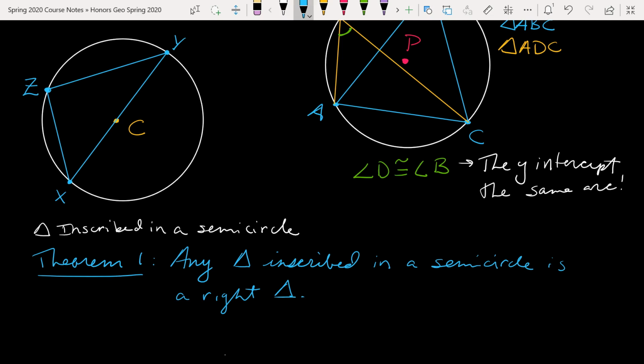So the claim the theorem is making is that it doesn't matter what kind of triangle we inscribe in a semicircle in this way. That is to say, where I put Z on the circumference of circle C, that triangle will always be a right triangle. Seems to be a somewhat remarkable claim, but a proof of this theorem is pretty simple.